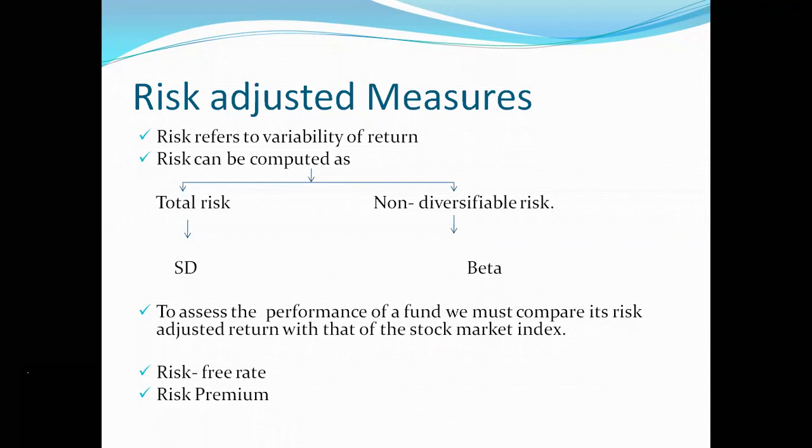Now, when it is total risk, we define it in terms of standard deviation. It is a combination of two types of risk: one is diversifiable and the second one is undiversifiable. So the summation of diversifiable and non-diversifiable or undiversifiable risk is collectively called total risk, and it is symbolically represented as standard deviation.